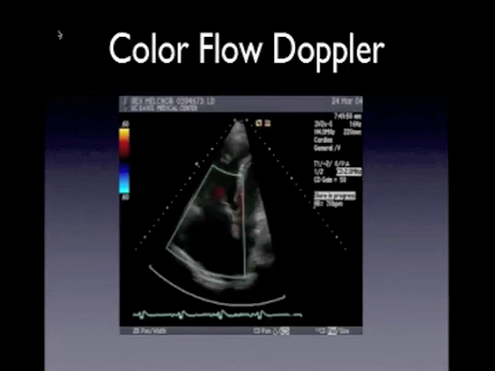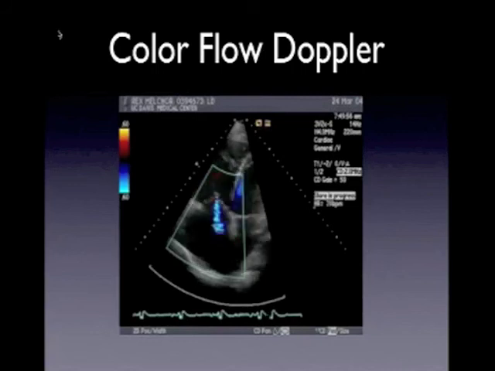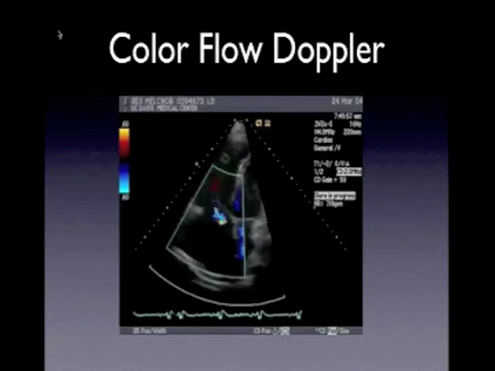Located to the top left of the image. The color displayed at the top of the graph refers to the flow towards the probe, and the color at the bottom of the graph corresponds to the flow away from the probe. It is important to understand that red does not necessarily mean artery, and blue does not necessarily mean vein.